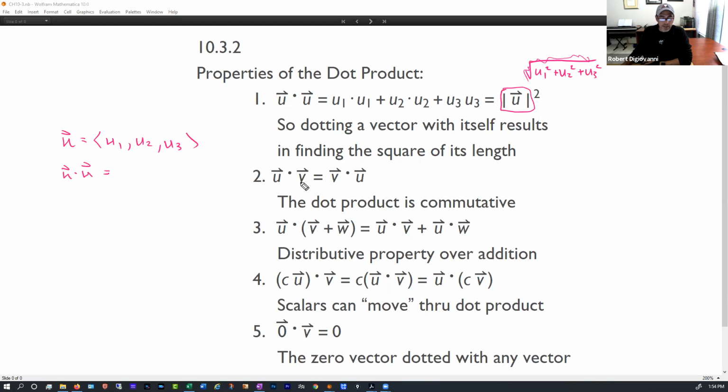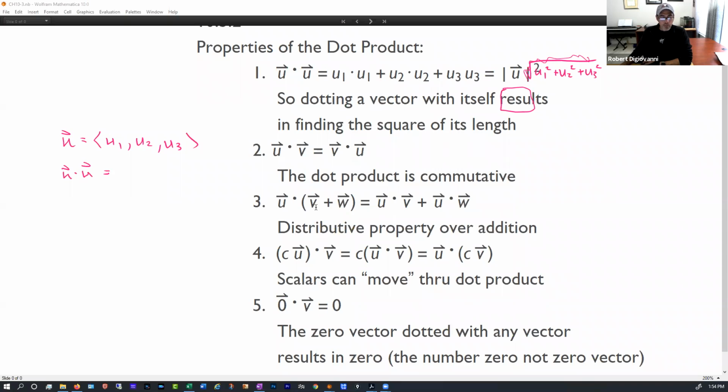What is the next property saying? Dot product is commutative. u dot v is the same as v dot u. So it doesn't matter the order you do dot products. Property 3 has to do with the fact that if you take two vectors, v and w, add them together and then dot them with a vector u, you could have just distributed the dot product through the parentheses, dotted those, and then added the answers together. So this is like a distribution.